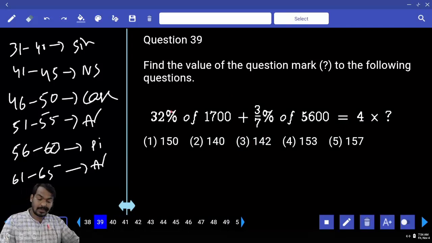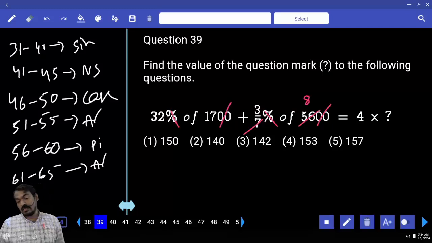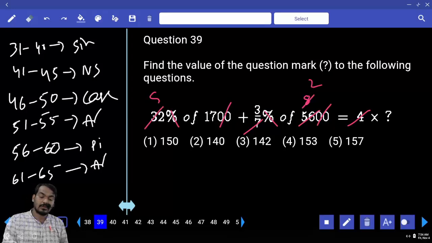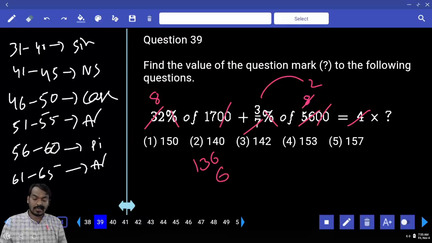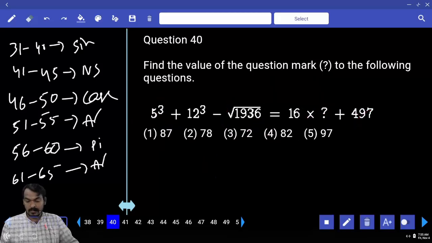Next 39. 32% of which one? 1700. First percentage, two zeros are cancelled. Next again percentage, two zeros are cancelled. 7 almost 8 times. In all the cases 4 is common. 4 how many times? 8. 2 times. 4 how many times? 32. 8 times. 8 into 17, 136. 3 into 2, 6. Both are adding, 142.